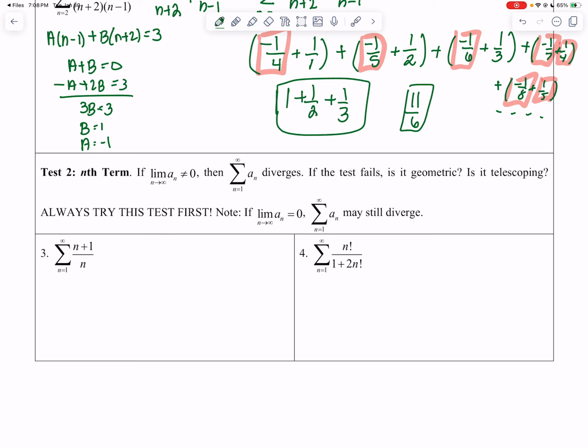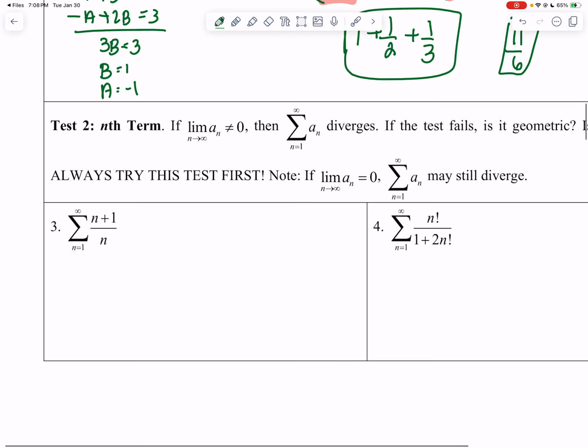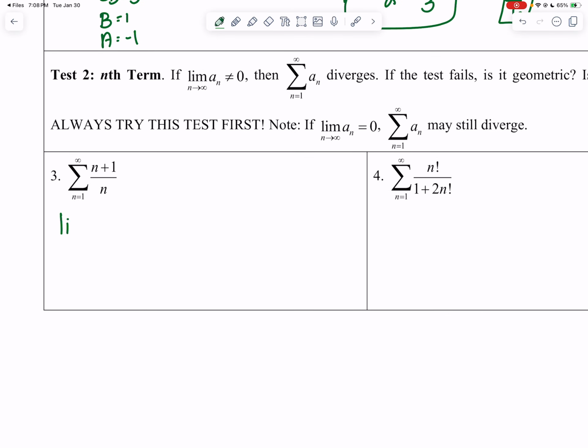All right, the nth term test just basically tells us that if we take the limit of the sequence and it's not 0, then your series will diverge. If the test fails, it's inconclusive, meaning that you might have to do another test that we'll eventually learn. So for number 3 here, if I were to take the limit of the sequence, n plus 1 over n, and looking at this, it is going to be 1. And since 1 is not 0, this tells me that my series will diverge.